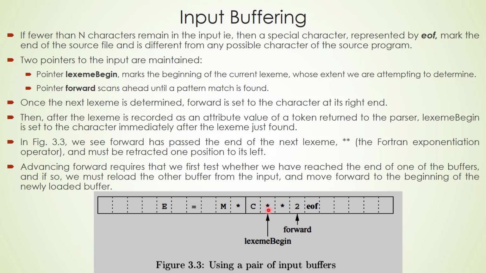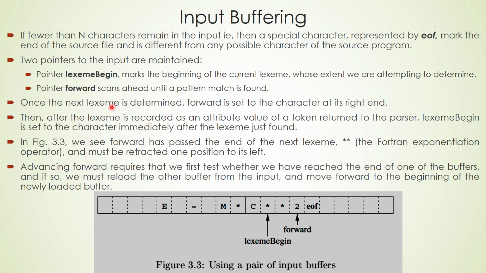So this star is found, then it will try to scan one more character. So again a star is found. I already told you we have to scan one more character ahead. Here we are scanning one more character ahead. We are finding 2. So we found star as a valid lexeme.